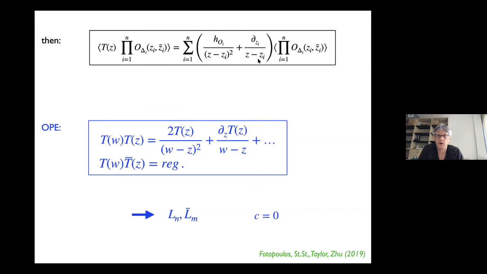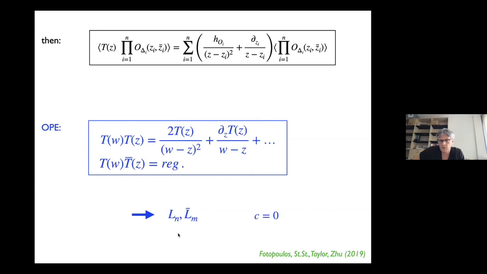And then, taking this T further, with the corresponding T bar you can compute this UPE, which is what you expect for central charges equal to zero. So you have a T and a T bar, and from that you can construct all these Virasoro modes.